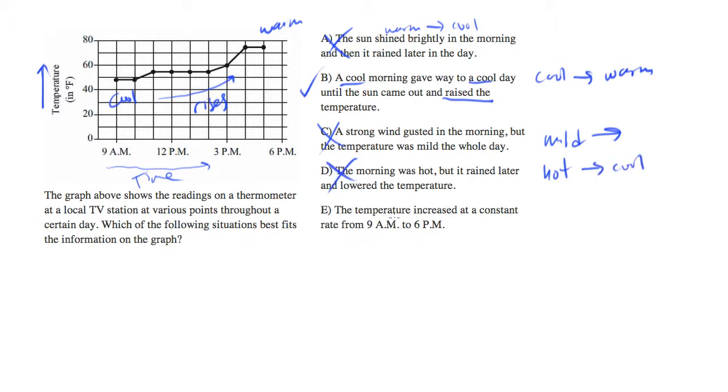And E says the temperature increased at a constant rate from 9 to 6. The temperature did increase. So that's good, but it didn't increase at a constant rate. If we had a constant rate, what you'd expect to see is a line. So you'd expect to see something on the chart like this. But instead we have erratic.